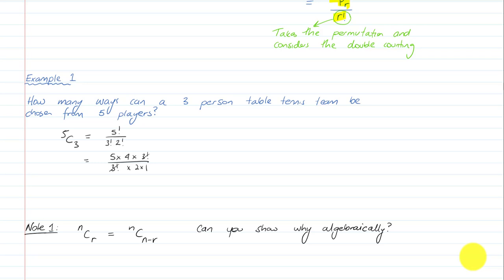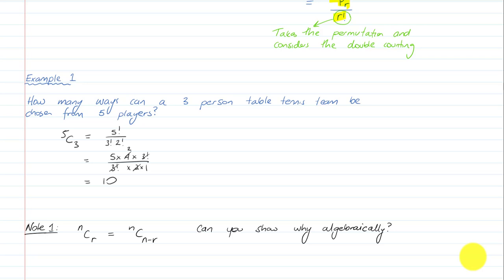I saved myself a bit of time by recognising that I've got this tail that I can cancel out. So I picked the highest factorial in the denominator, and I use that as a tail for my numerator factorial. And I'm left with 2 times 1. The 2 and the 4 cancel out to give 2, and so this is 10. So 5C3, there are 10 ways of picking 3 people from 5 players.